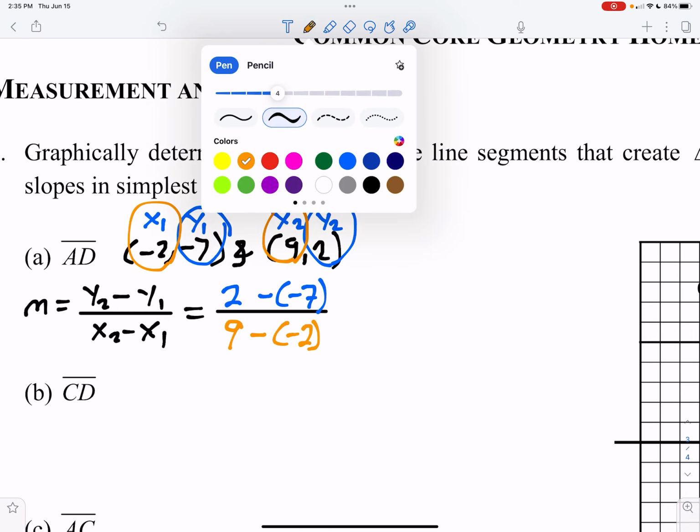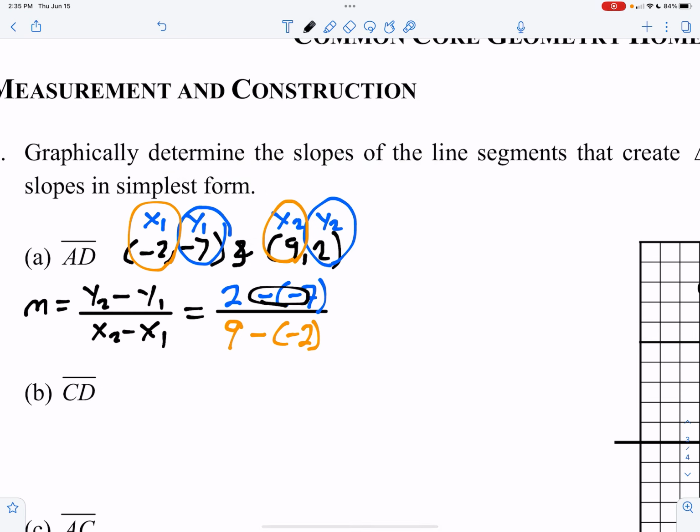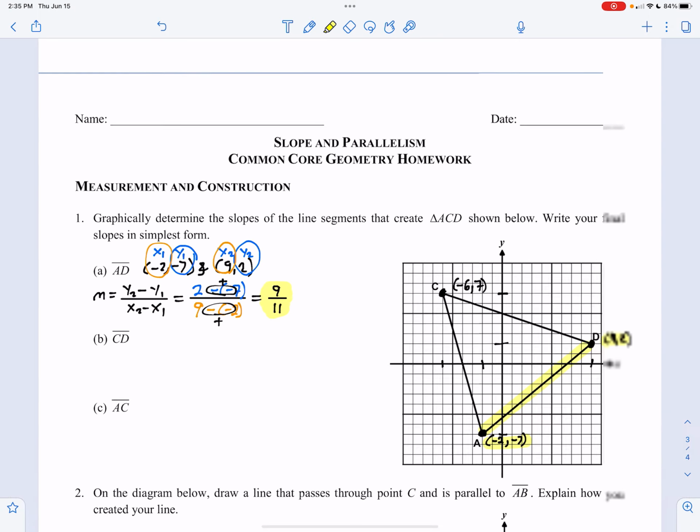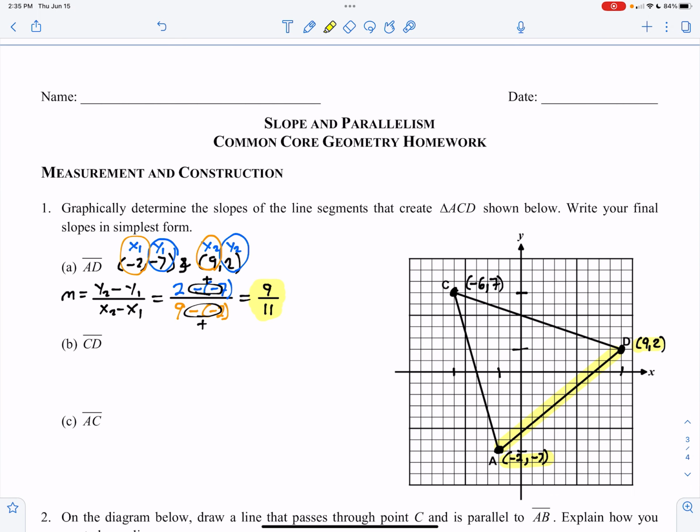Now remember, when you see minus a minus, that means plus. So 2 plus 7 would be 9. And down here, that's a plus as well. 9 plus 2 would be 11. And so our slope is 9 over 11. Okay, so we can use the slope equation between coordinate points to always find a slope no matter what. So that's one way to do it.